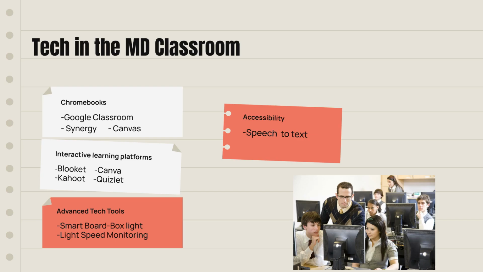The Boxlight is a very useful tool within the classroom, as well as another tool which is called the LightSpeed monitoring system that teachers use. Teachers are able to make sure that students are using their Chromebooks properly, that they're on task with their assignments, and so the teacher is able to see the screen of the student while they're actively working in their classroom. They're also able to send a message to the student to stay on task and to complete their assignments.